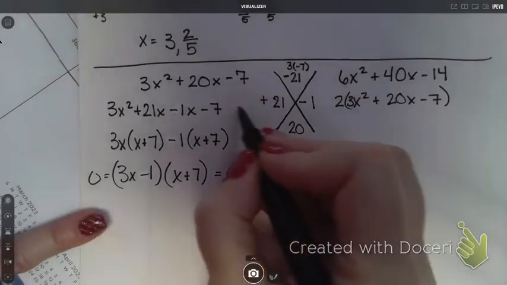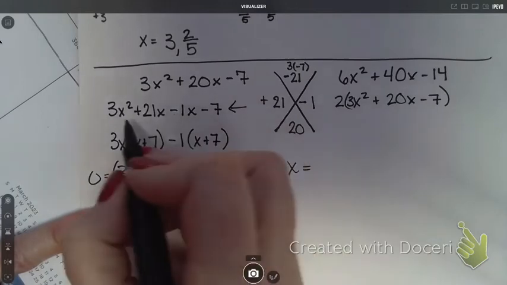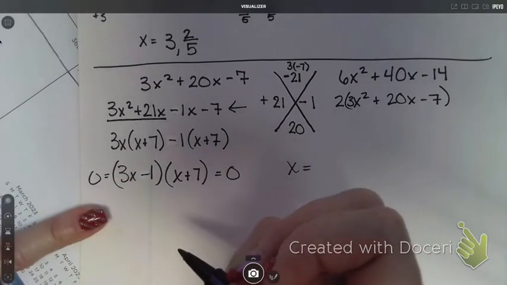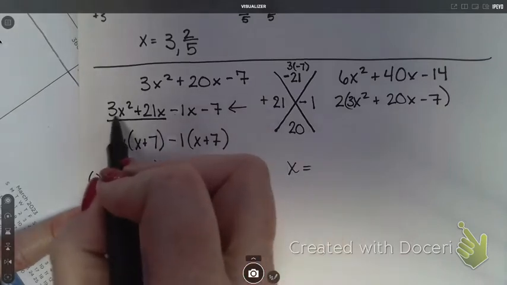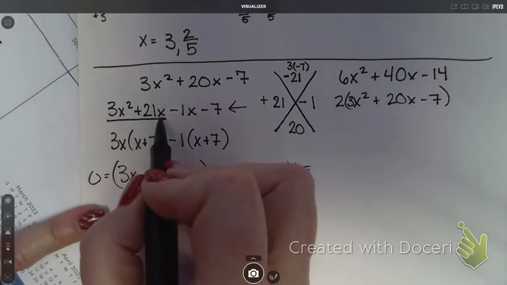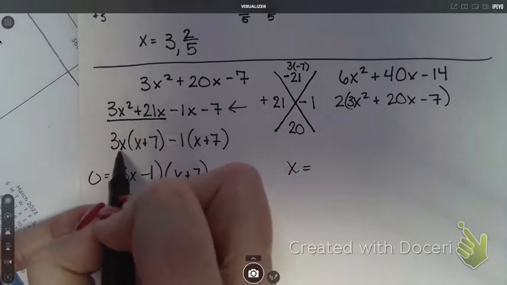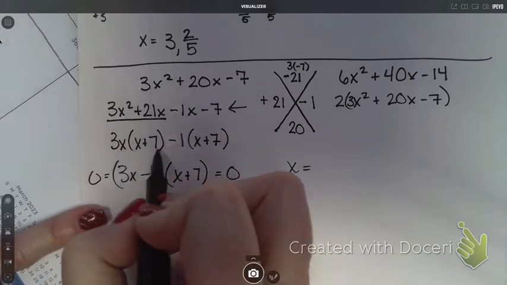Okay. Did you get this? Okay. So you take these two first. What do they have in common? No. 3x squared plus 21x. They don't have 7 in common. They have 3x. So you factor out 3x, and you're left with x plus 7.